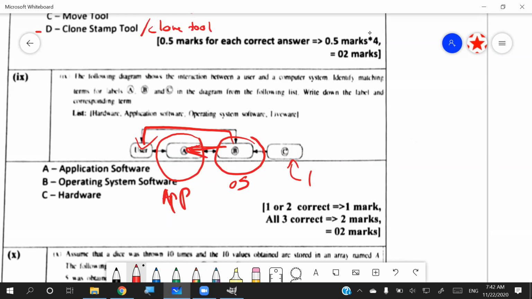The C is going to be the hardware, right? So A is application software, B is operating system, C is hardware. So for the marks, if 1 or 2 are correct, only 1 mark. If all 3 are correct, 2 marks. No 1.5 is going here.